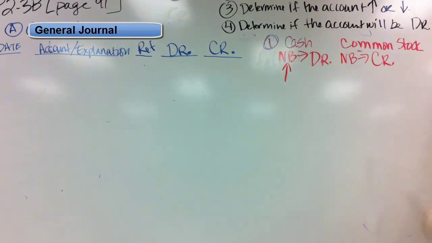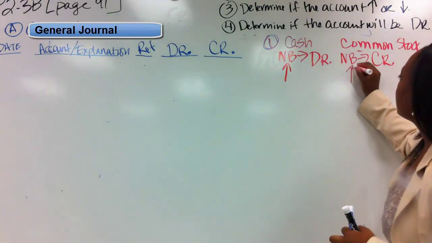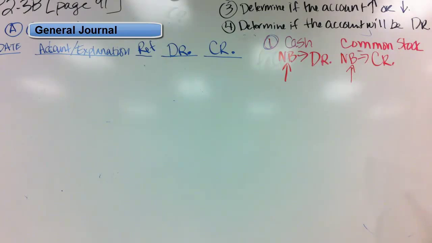Now what about common stock? Is it going to go up or go down? It's going to go up. Okay, so they're acquiring more shares. We're getting more owner's claims, so the equity is actually going to go up. So that takes care of the first 3 steps. Now what about the 4th step?